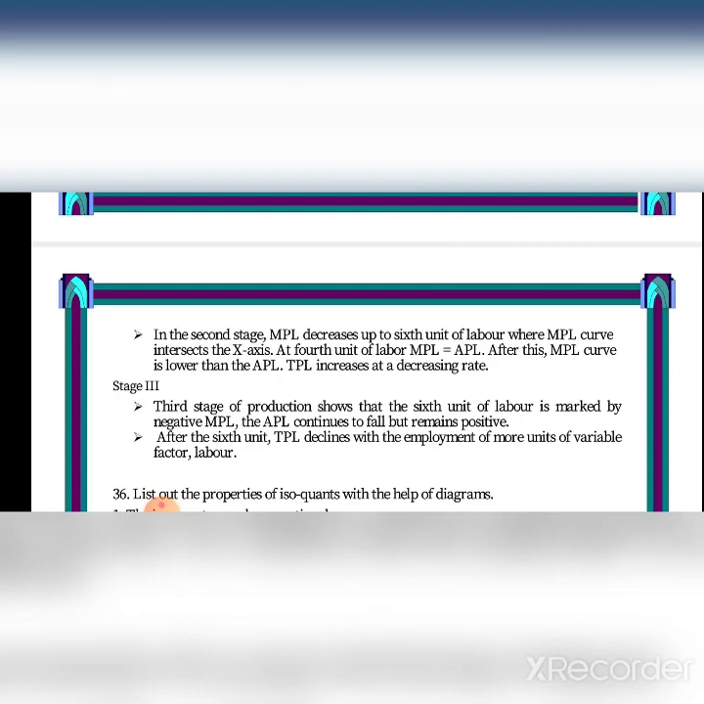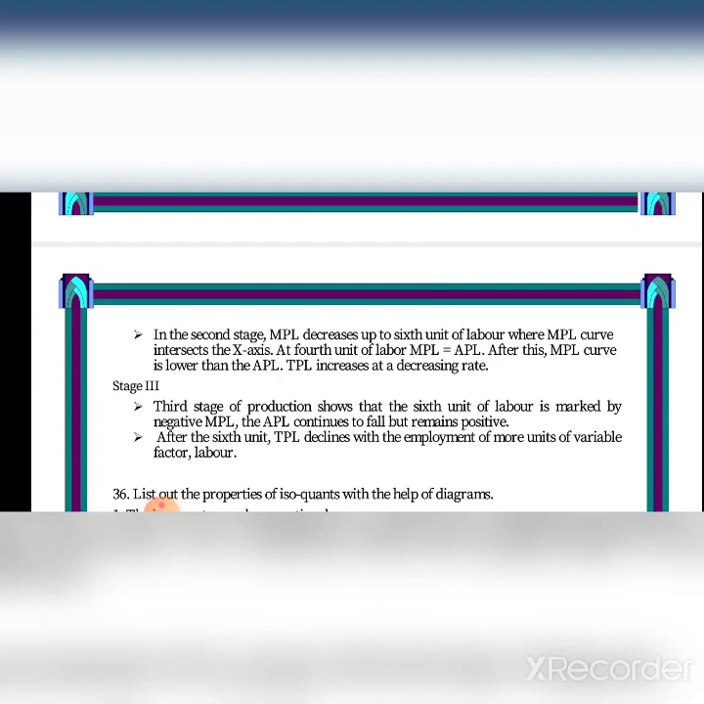MPL is equal to APL. After this, the MPL curve is lower than the APL. The TPL, the total product curve, increases at a decreasing rate. APL means average product, MPL means marginal product, and TPL means total product.